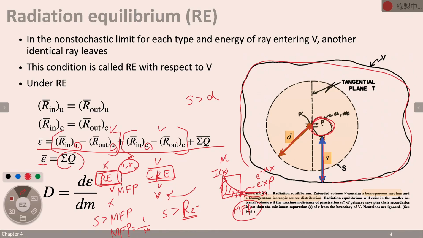Okay, so we move to the radiation, the photon. We talk about the neutron and the gamma. So its mean free path is 1 over mu, 1 over the linear attenuation coefficient.